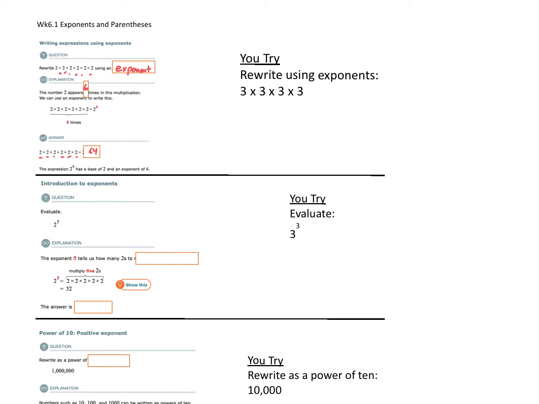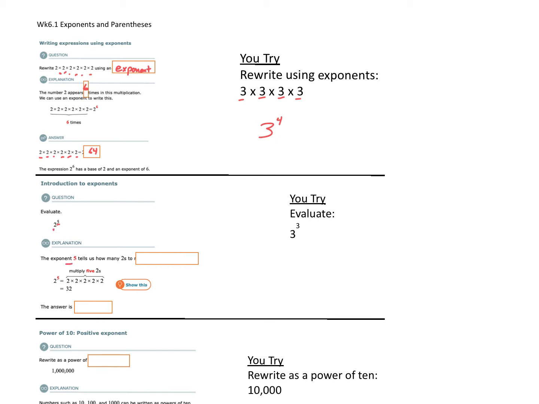All right, so you try over here. Rewrite this using an exponent. Okay, so now my base number is 3. And we're doing 3 to the power of 1, 2, 3, 4, 3 to the power of 4.